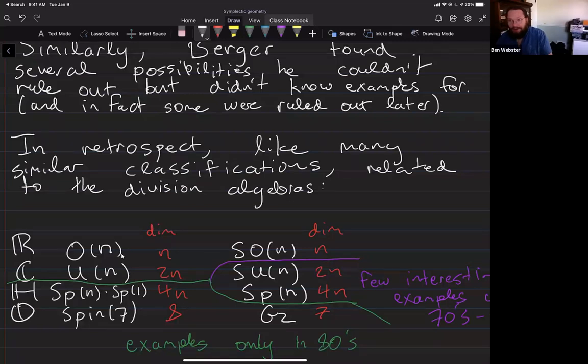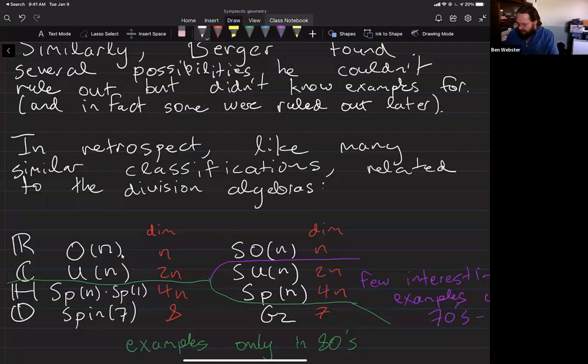And what you find is that R gives you O(n) and SO(n). Fair enough, that's the real world. C gives you U(n) and SU(n). That's good. The quaternions give you two possibilities, which I'll describe more in a moment. These are usually denoted Sp(n), but I want to emphasize that's not the symplectic group we've talked about. I'll explain in a moment. Those are linear groups over the quaternions, or unitary groups over the quaternions. And then the octonions contribute two weird possibilities, which I'm not going to get into because they're their own interesting story: Spin(7) acting on R^8 in a funny way related to triality, and G2 acting on R^7.